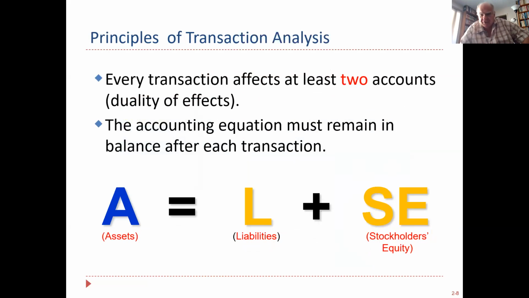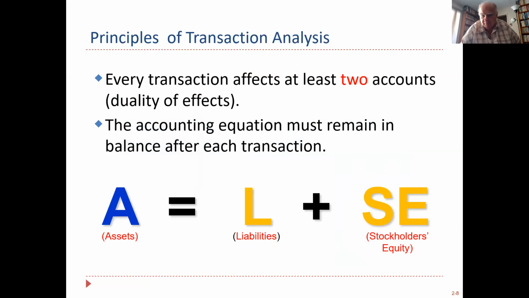Every transaction hits 2 accounts. Every transaction requires 2 accounts. It's going to require a debit and a credit when we get to the debits and credits, okay? Assets equal liabilities plus equity. I can't say that enough. And of course, the accounting equation must always be in balance, must remain in balance at all times.